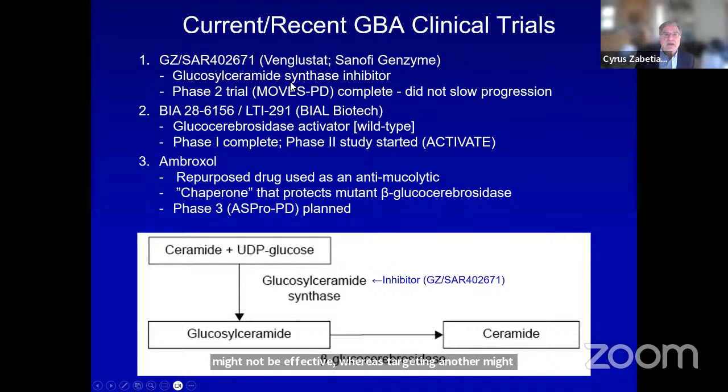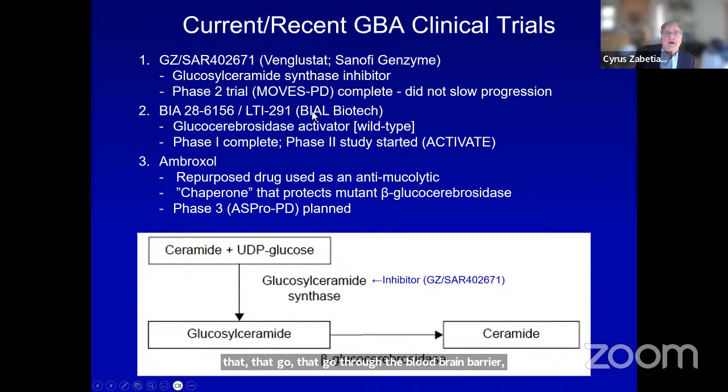Just to let you know, you might ask, well, can't you just give them the enzyme itself? And it turns out you can, and that's been done for many years to treat Gaucher disease. The problem is these enzymes don't cross the blood-brain barrier. So most of what's been targeted now are small molecules that go through the blood-brain barrier into the brain.